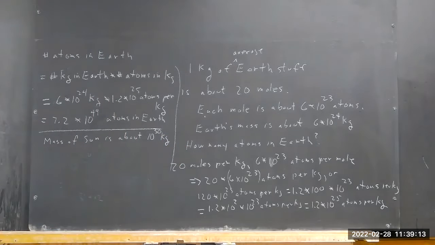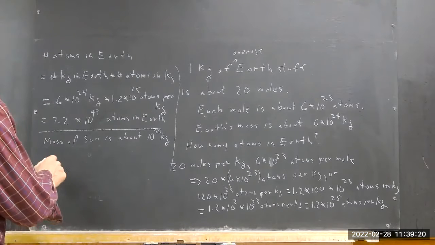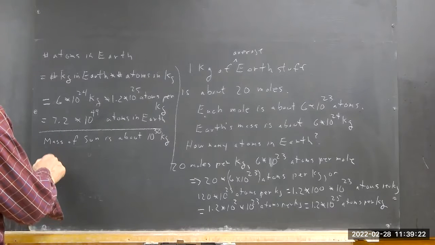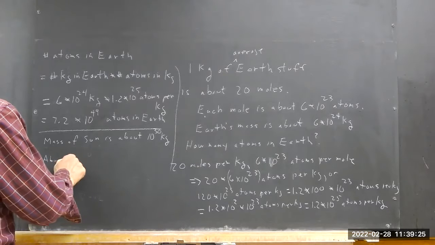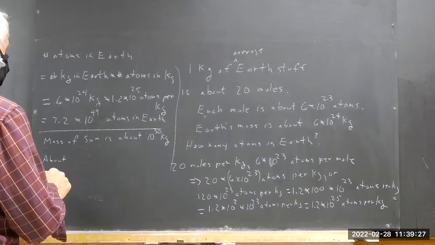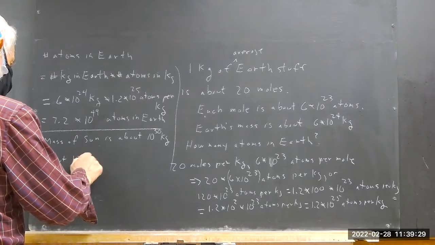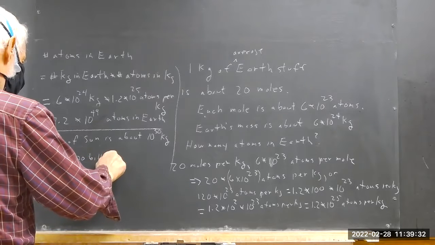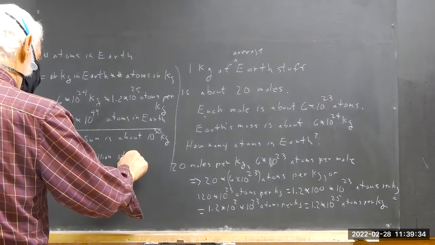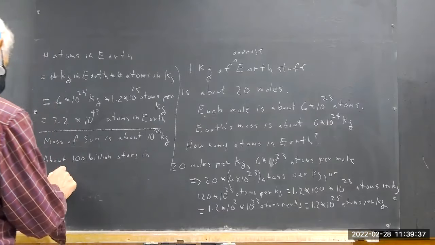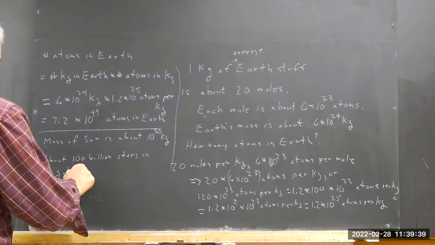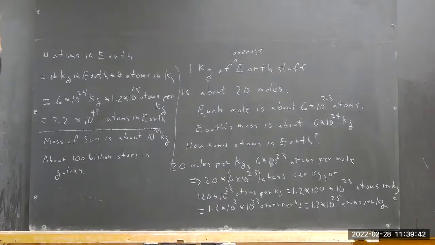The sun's ballpark 10 to the 30th kilograms. Okay. And there are about 100 billion stars in the galaxy, and the sun is pretty much an average star. Okay.